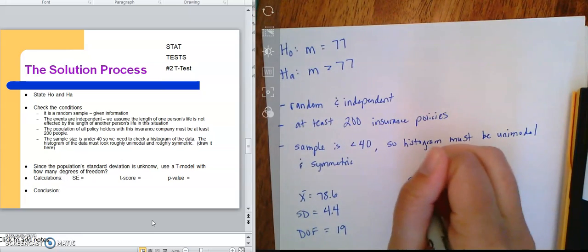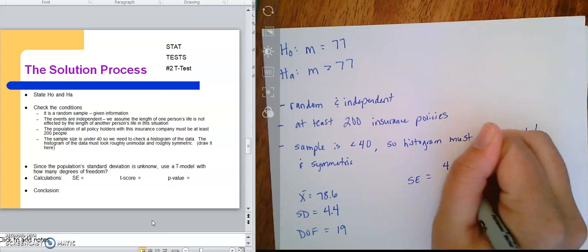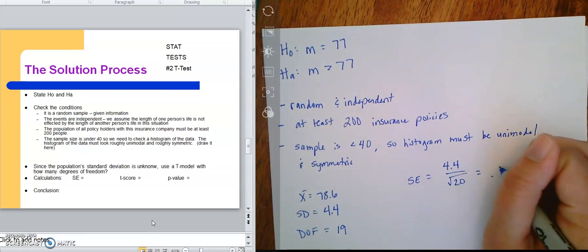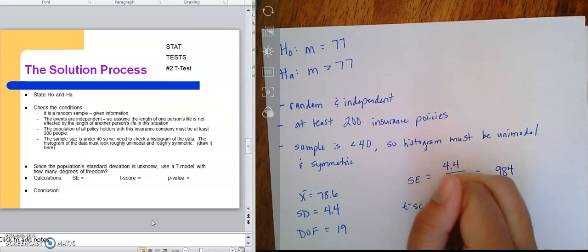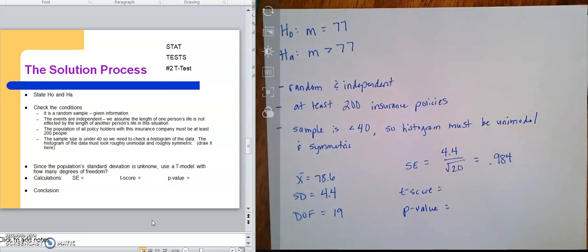Standard error is that formula it just gave us. Our formula was standard deviation over square root of n, which when you put that in your calculator, you get 0.984. It's also going to want a t-score and a p-value. Remember, t-score and z-score, same thing. One's on a t-curve, one's on a z-curve. These two we get from the calculator.